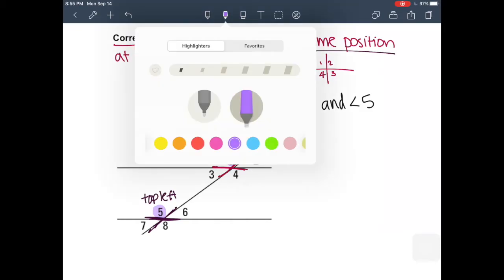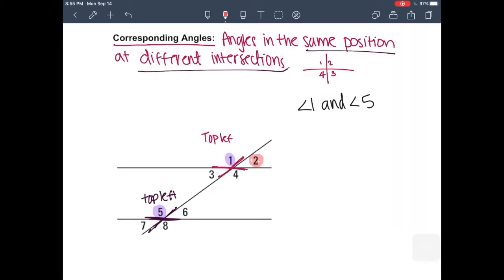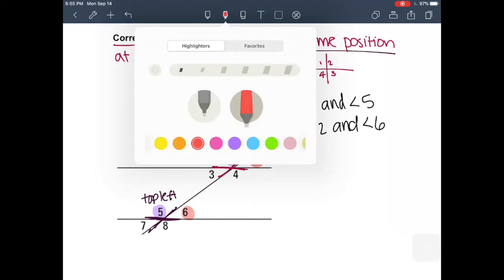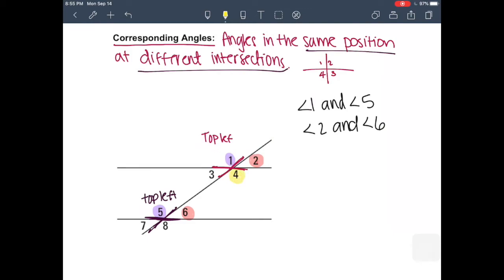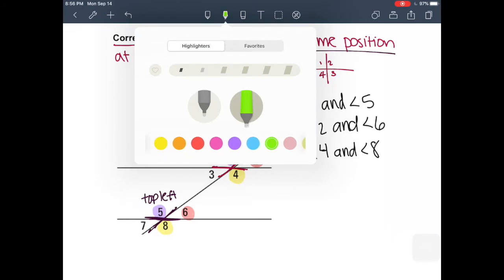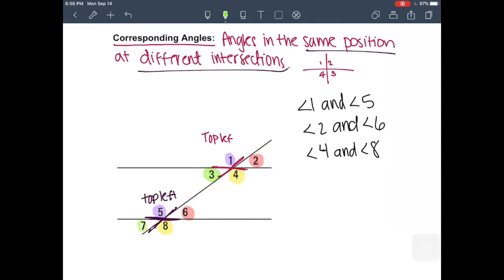And then what about the top right? Let's do a different color here. Top right is 2 and top right is 6. So I'm going to say angle 2 and angle 6. So these are pairs that are corresponding. And then let's do a new color. Let's do yellow. 4 and 8. Angle 4 and angle 8. Those are bottom right of their intersections. And then let's do the last set. Let's do green. 3 and 7. Angle 3 and angle 7. Those are all corresponding angles.